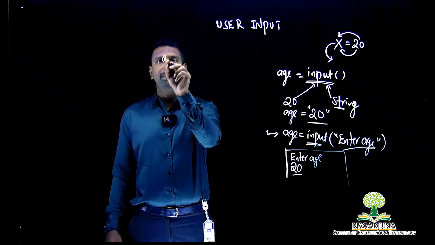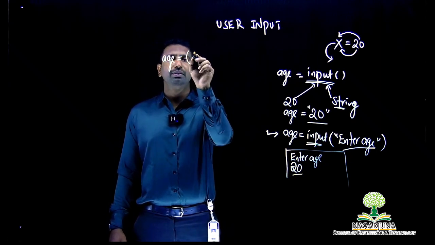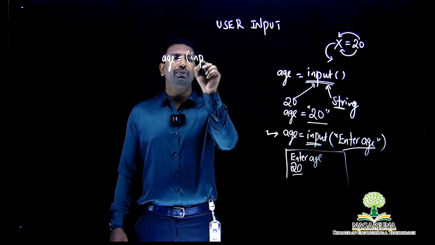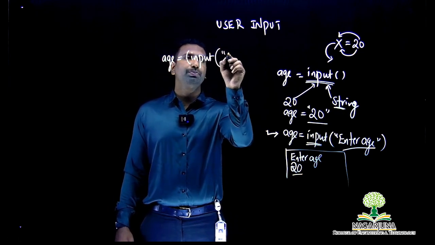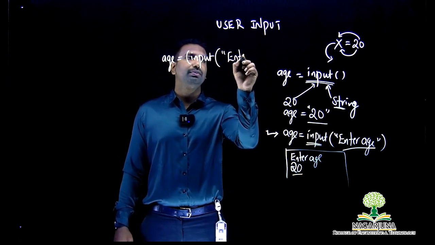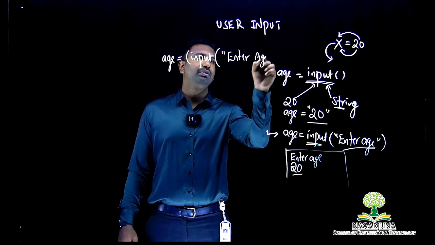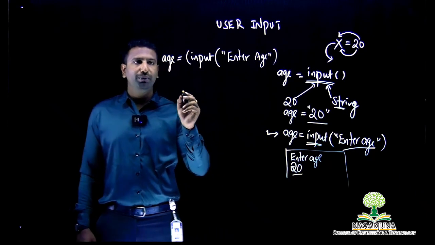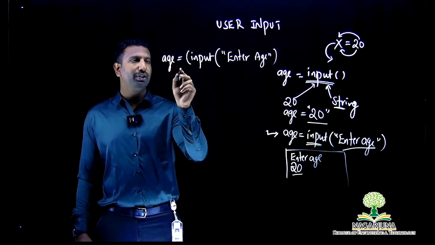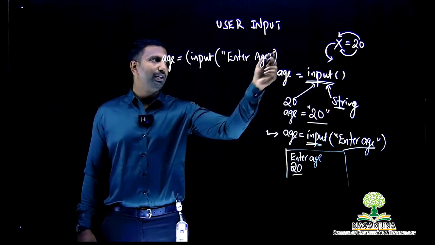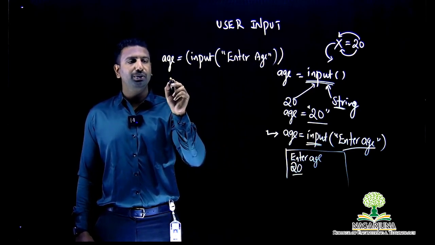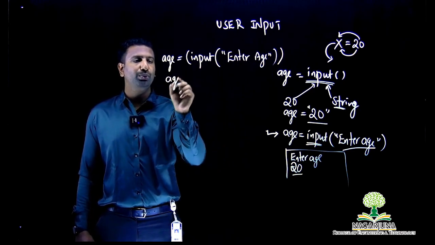For example, if you are typing age is equal to input of, and you specify "enter age", and a user enters age here, what do we do with that particular age? This will be of type string, and that string has to be converted to the integer type. For that, we can do this.